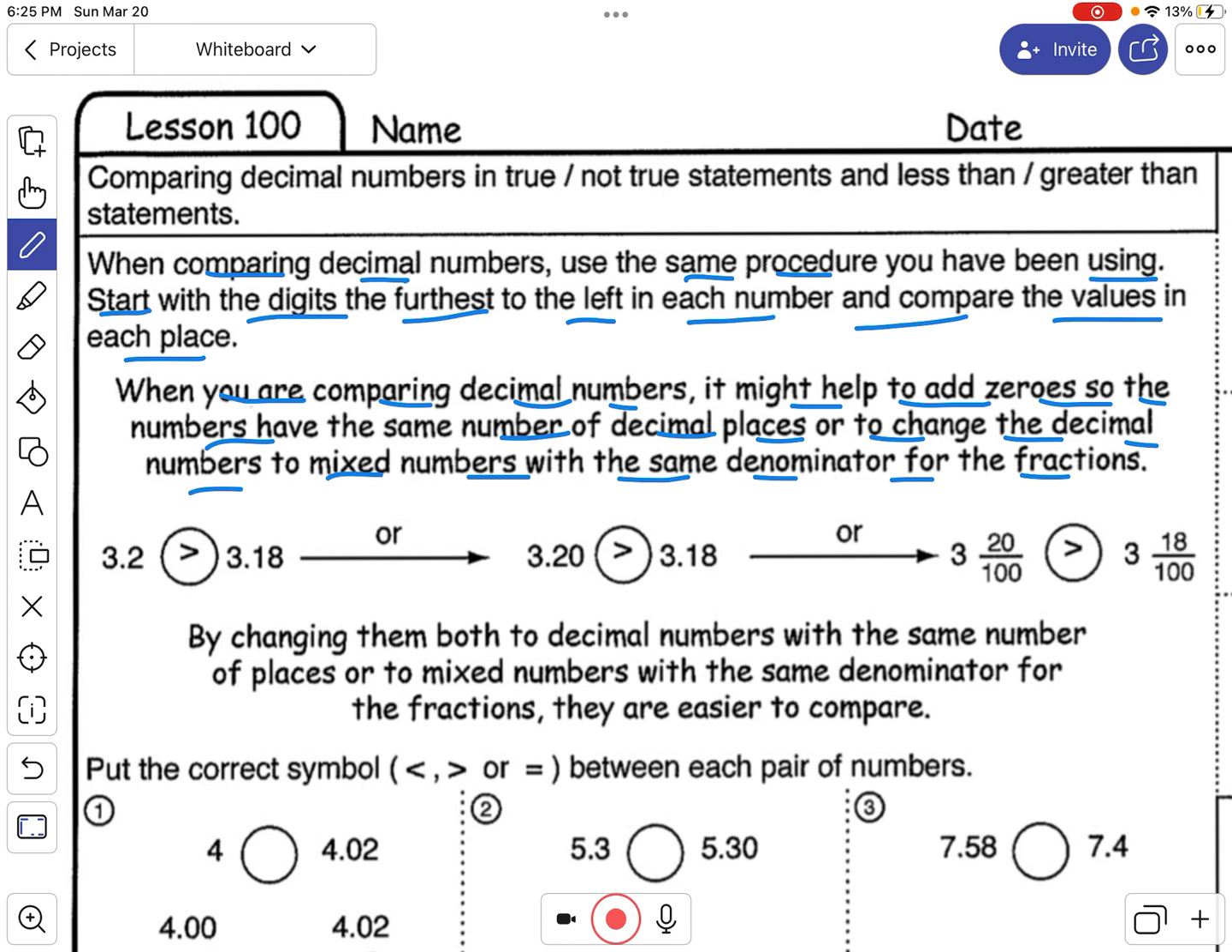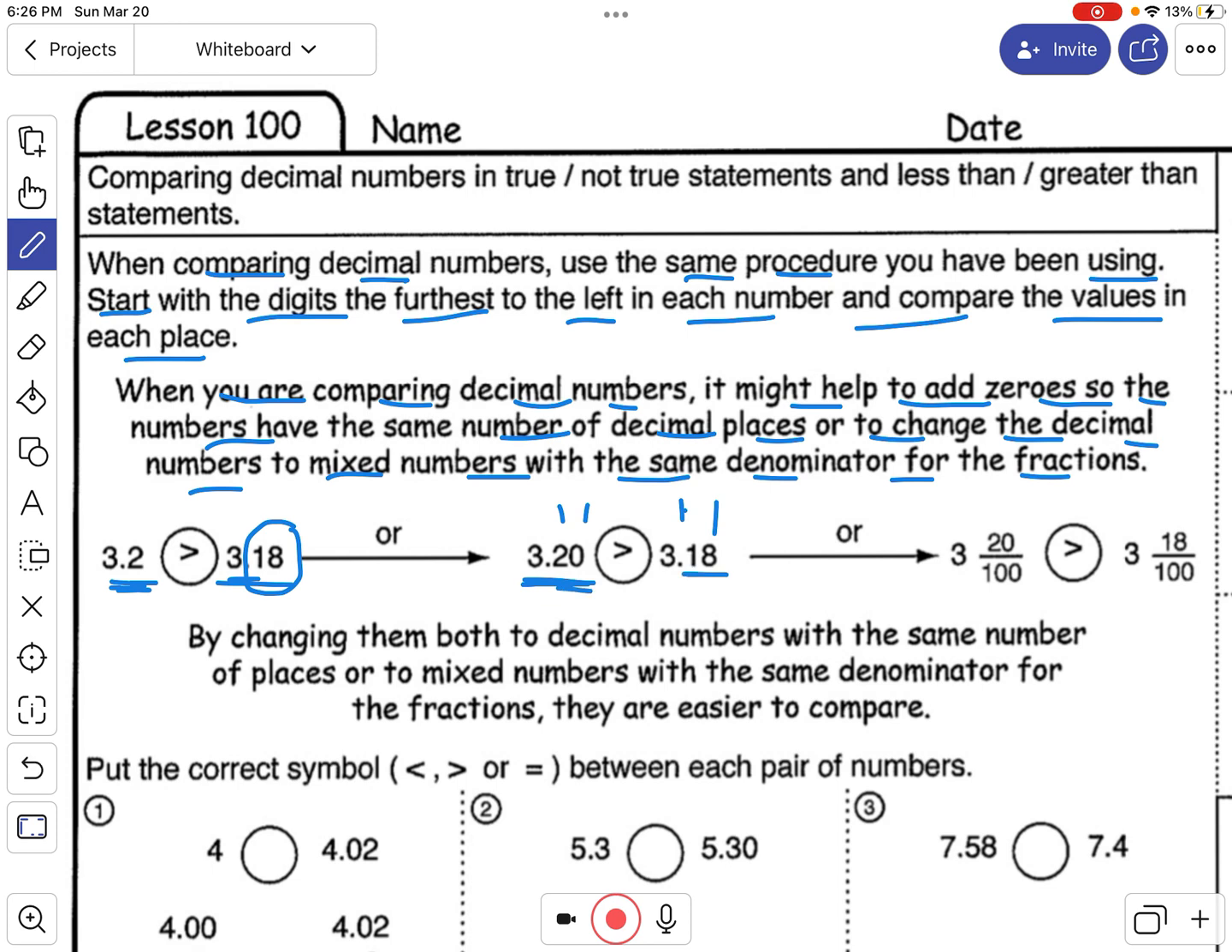So here we go. The way we do this, 3.2 compared to 3.18. Now, some people are going to think this number is bigger because it's got 18 there. It's only got 20 there. Well, 3.2 is the same thing as 3.20. Think like money, okay? So this would be like $3.20, right? You should put two numbers after the decimal point here, and two numbers after the decimal point here, so that both numbers have two numbers after the decimal point.